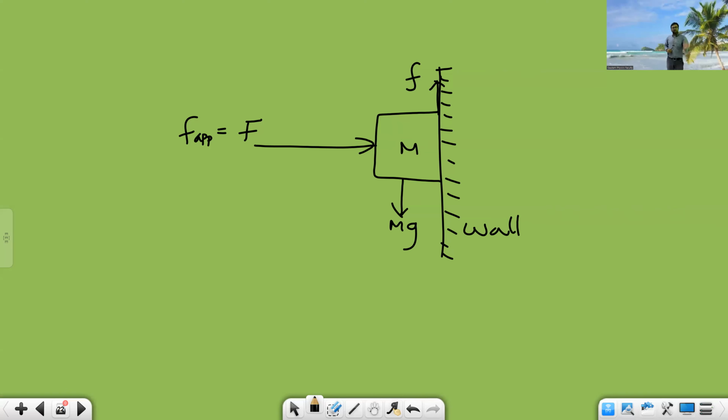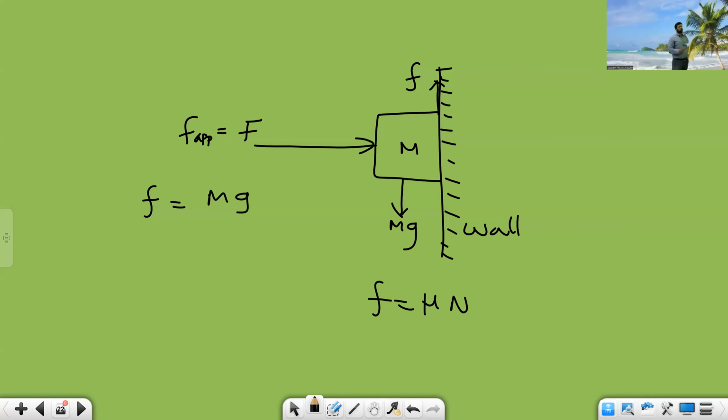The weight of that block is acting downward. Frictional force is acting upward. So what should I write here is frictional force. It is just stable like that, which means upward force is equal to downward force. What is the frictional force? Always, frictional force here we can write as mu into N. What is N?